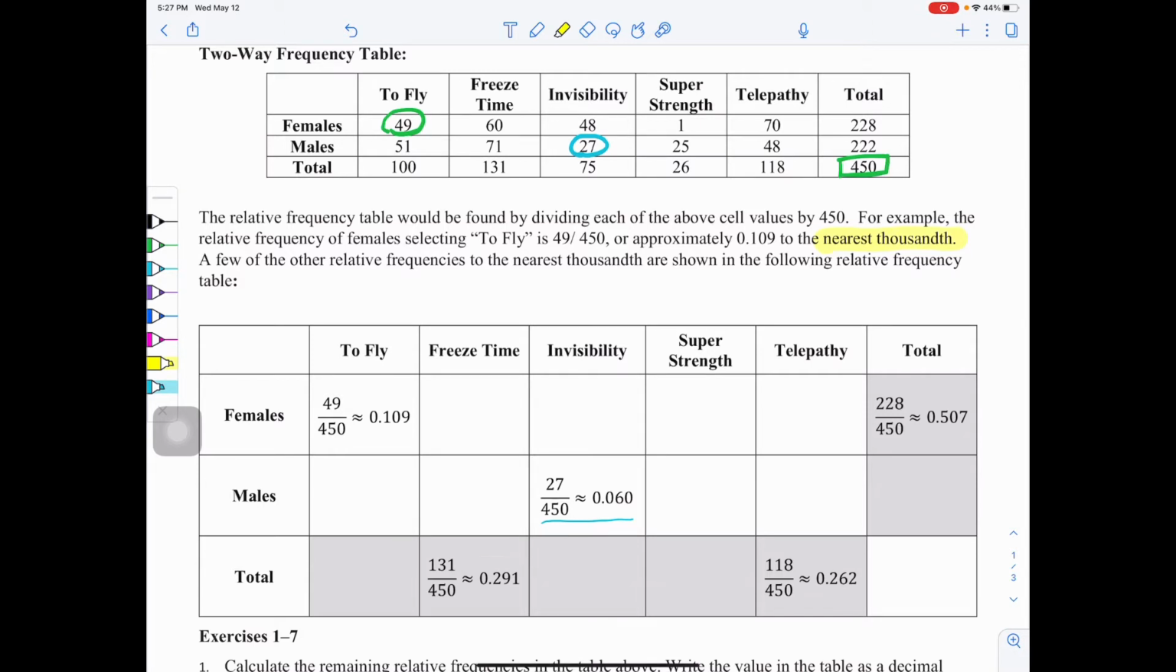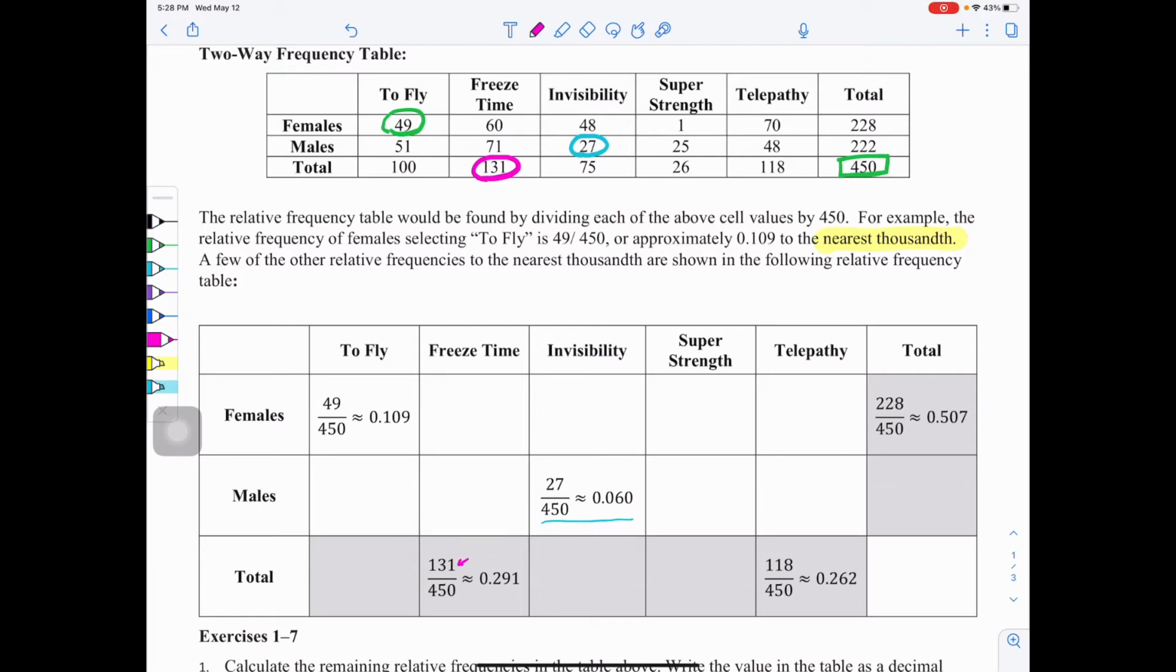So that created the decimal 0.060. If we look at the total for freeze time, the total for freeze time is 131. So again, that's in the numerator position compared to the total of all totals, which is 450. When you divide those and change it into a decimal and go to the nearest thousandth, you get 0.291. So they also did that for the total for telepathy and also for the total for females.